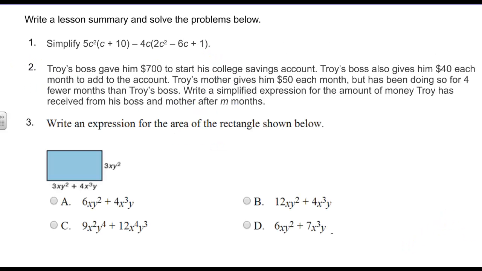That's all we've got. Here are your problems to solve. Make sure you write your lesson summary, and we'll talk about it tomorrow.